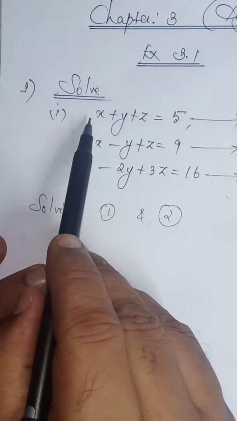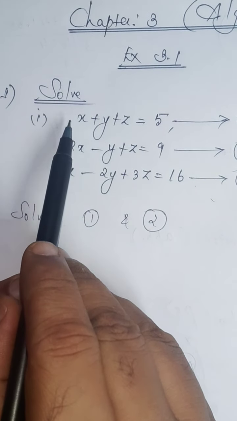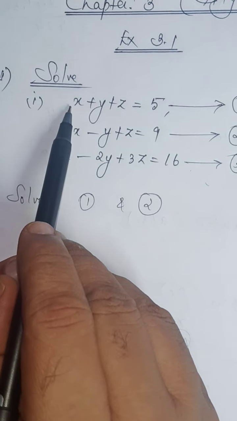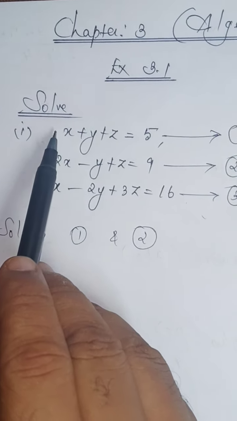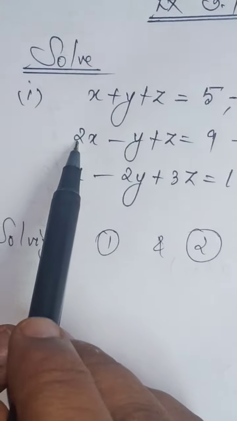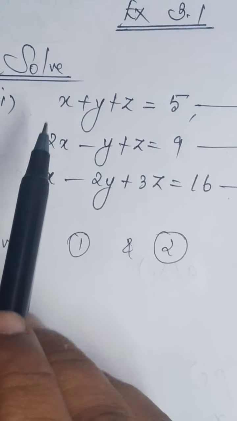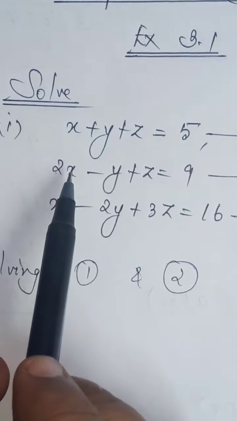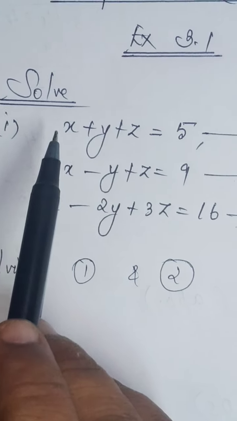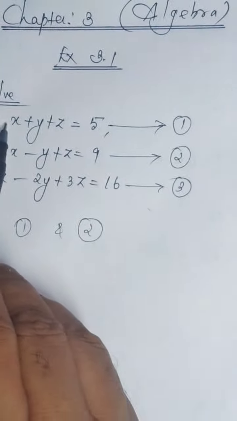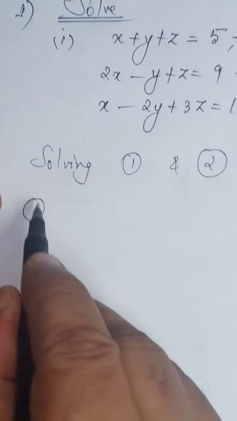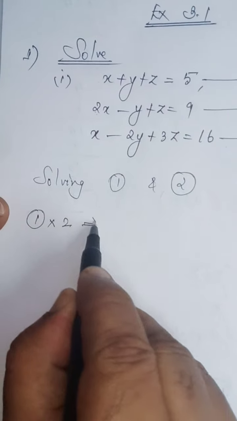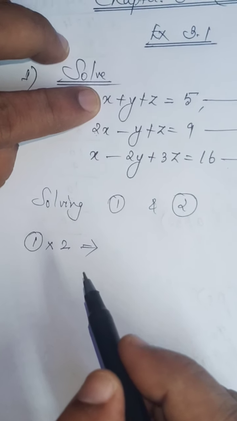See, once you decide which variable to be eliminated, then you have to look at the coefficients. Here the coefficient of x is 1, here the coefficient of x is 2. Both the coefficient must be same, then only you can solve. So what to do for that? Since we have 2, the first equation should be multiplied by 2. This is equation 1 into 2, which implies each and every variable should be multiplied by 2.